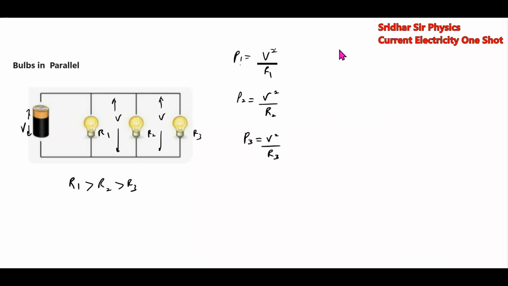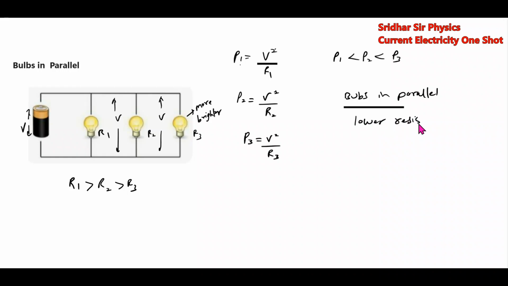So R1 greater than R2, so P1 less than P2 less than P3. More brighter. So bulbs in parallel, the lower resistance bulb will have more brightness. And this is a concept.